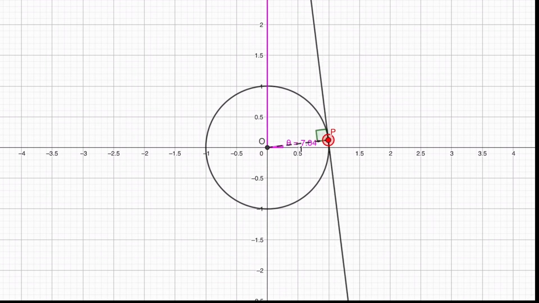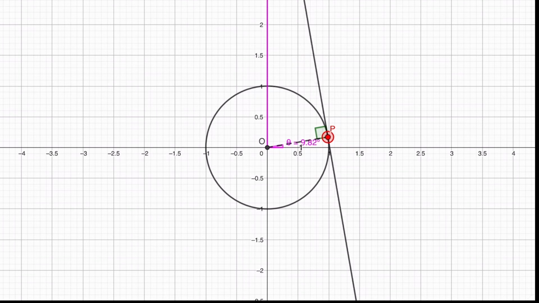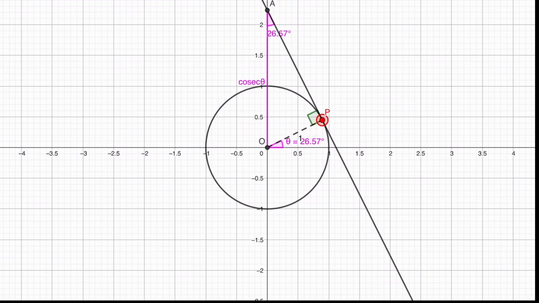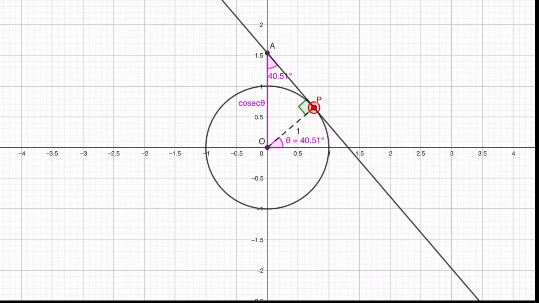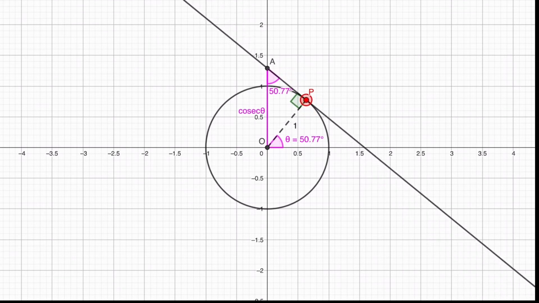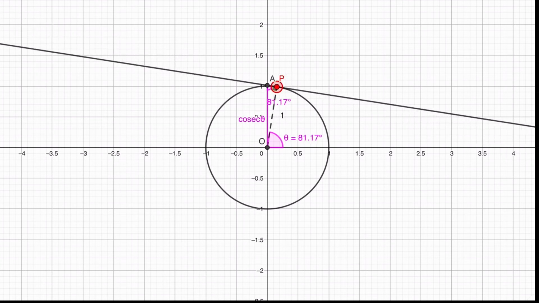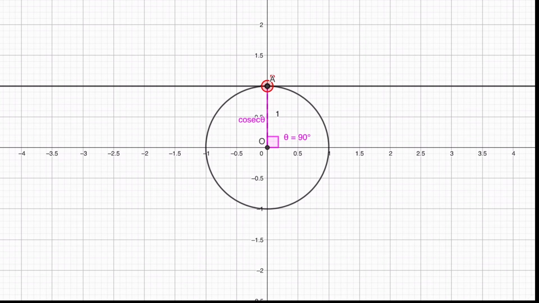As theta increases in the first quadrant, look at the value of cosecant theta. That OA line segment gives cosecant theta value. It decreases as theta increases in the first quadrant, cosecant theta value decreases, OA length decreases. And let us see what happens when it becomes 90 degrees. If theta becomes 90 degrees, cosecant theta value is 1. This is the minimum positive value which cosecant theta takes. Or in the first quadrant, I can say that cosecant theta decreases from infinity to 1.